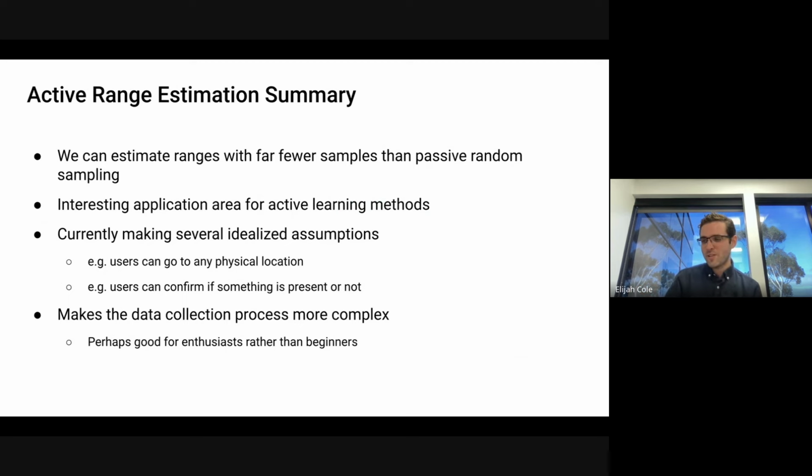Even if you see something that looks like that species, you still have to be pretty sure that you're right about that. And if you don't see it, you have to be convinced that you searched the area well enough that it's actually absent instead of you just missing it. So it's a difficult assumption as well. And the downside is that this makes the data collection process more complex. So this probably isn't something you'd want to use for beginners, but for enthusiasts who are really excited about hiking somewhere to go check for a certain kind of flower, this could be a really good way to collect better data in an active way.